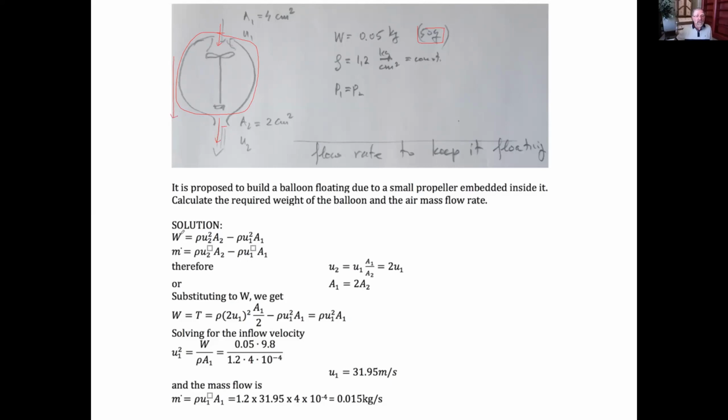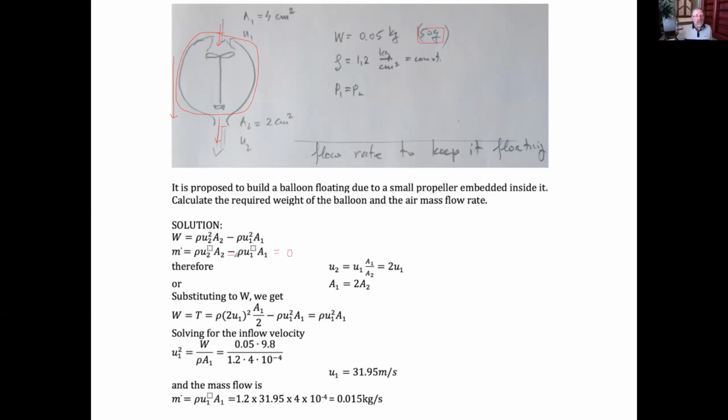Therefore, the weight, which is equal to the thrust in order to keep the balloon suspended, is going to be the exiting momentum minus the incoming momentum. So let's figure this thing out. We have the mass flow rate, but the mass flow rate is the same in and out, so these two quantities are actually equal, because that must be equal to 0, the accumulation term.